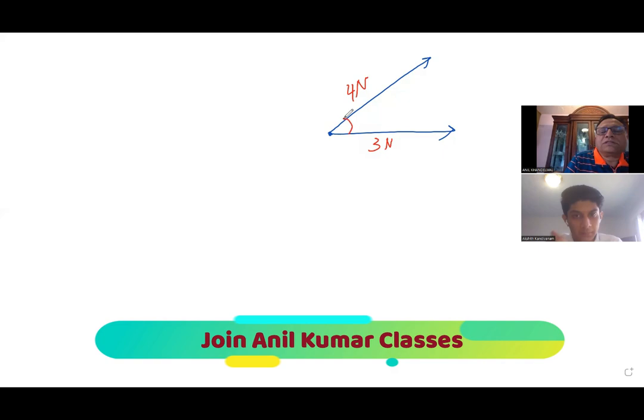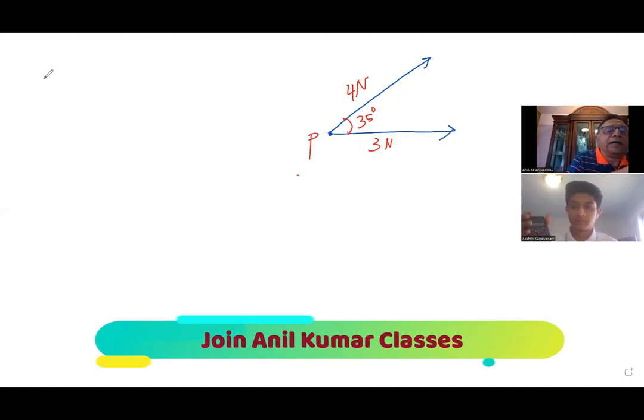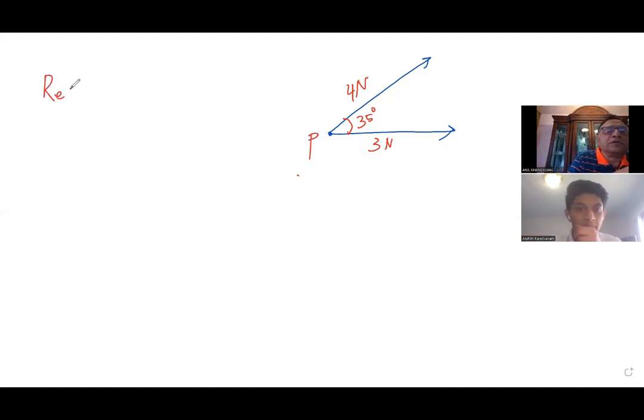We also know what is the angle between them. And if the angle is, let's say, 35 degrees between these two forces acting at a point P, in that case, you have to find the resultant force. Can you tell me what is going to be the resultant force? Yes, sir. So we can use the parallelogram law to transfer the vector 4 newtons to the other side and then draw a resultant.